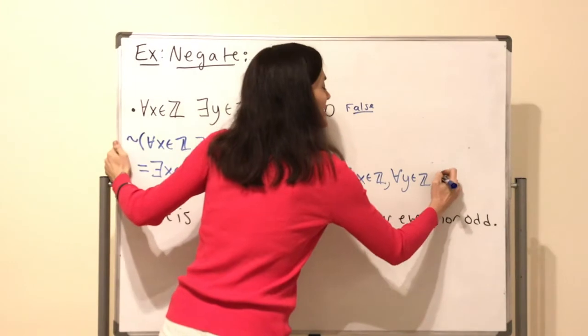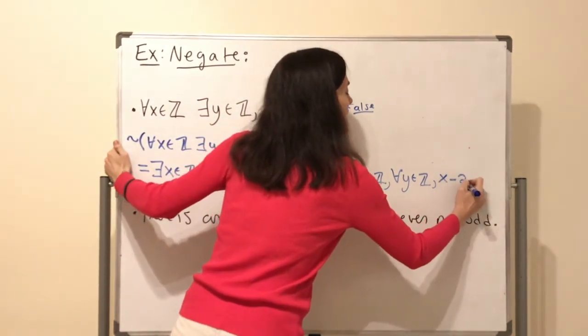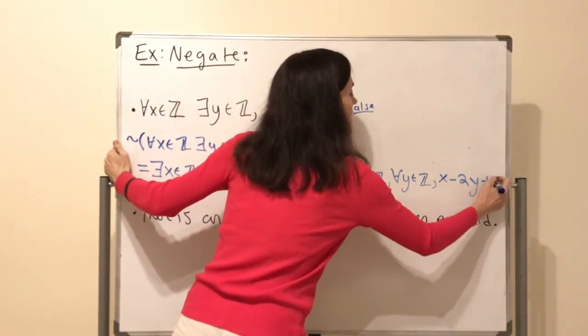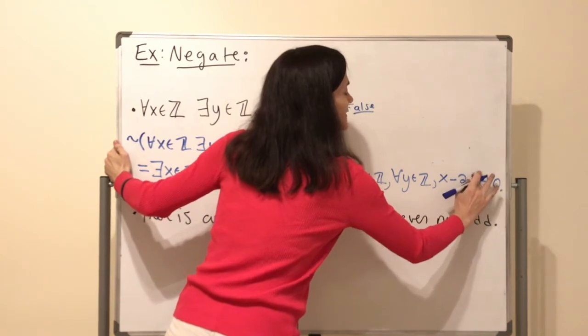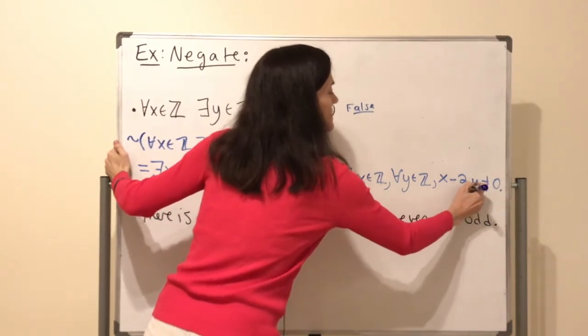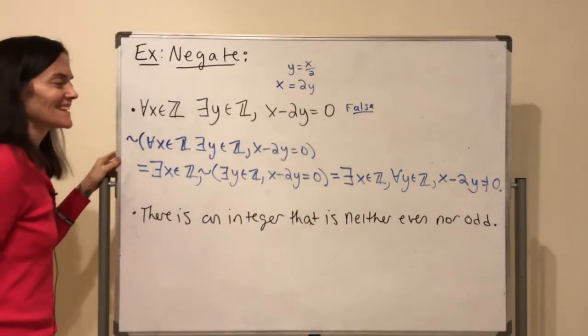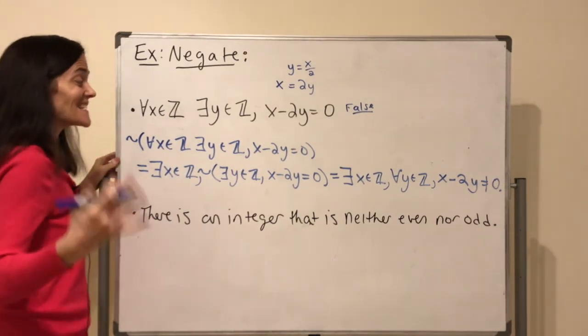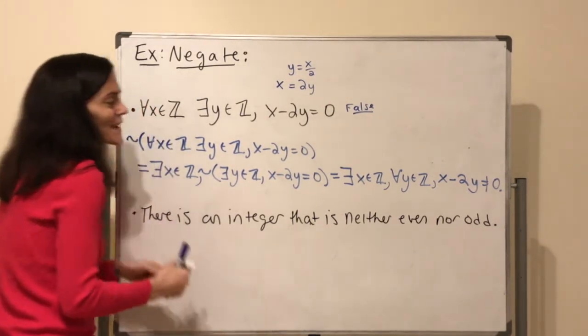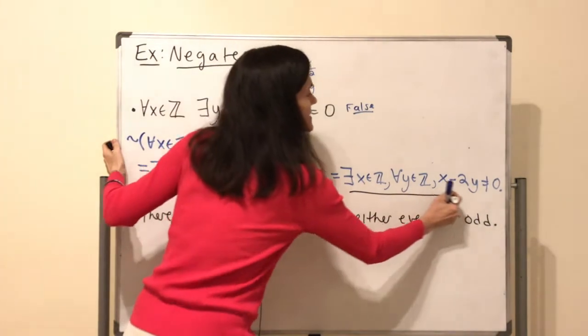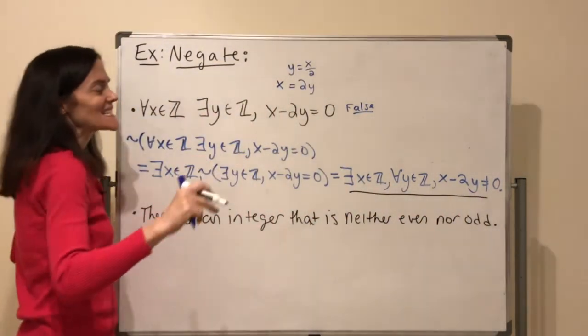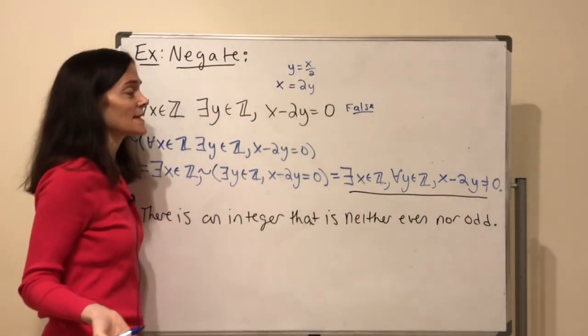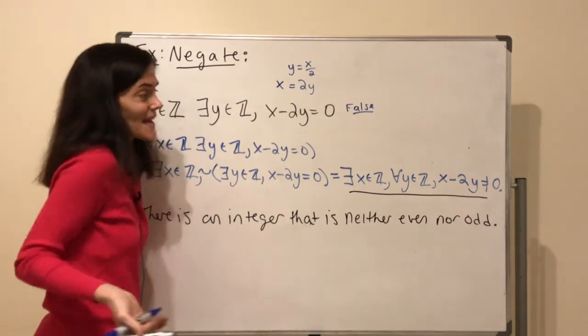and then we negate this part. x minus 2y is not equal to 0. Right? This is the negation. This is our final answer, and this is a true statement. There exists x and z such that for all y and z, x minus 2y is not equal to 0.